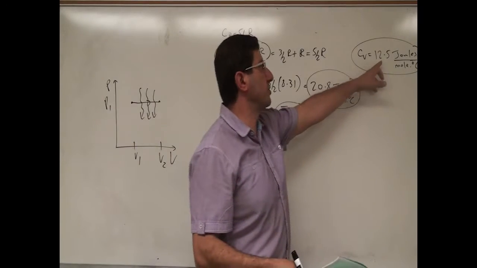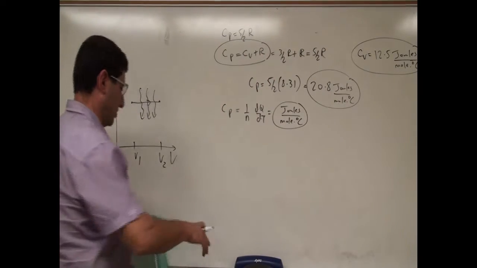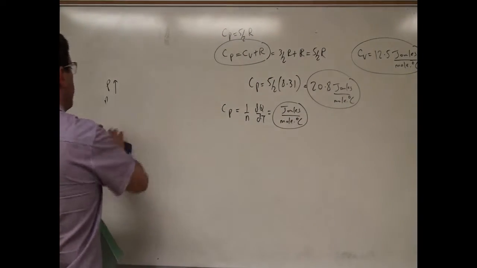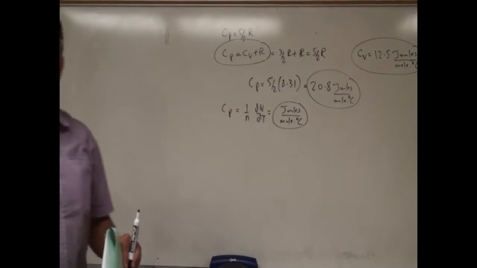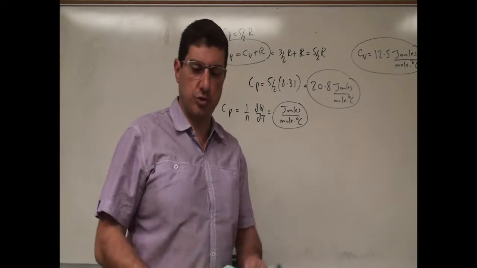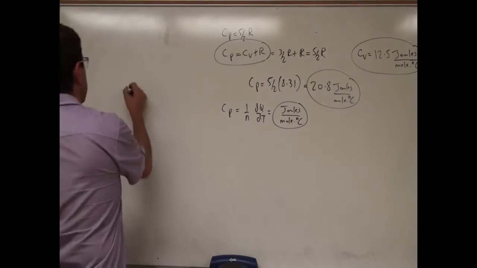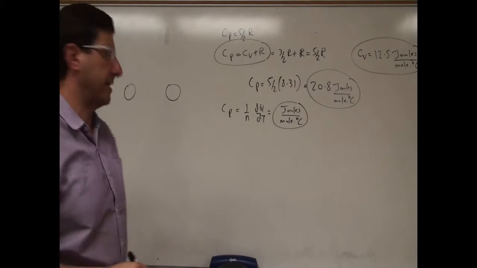But as defaults, we'll use these as the results, 12.5 and then 20.8, right? So now let's talk about the equipartition of energy. What does that mean? Well, what happens if the molecule is a diatomic or a triatomic, right? If the molecule is diatomic, how many degrees of freedom do you add?